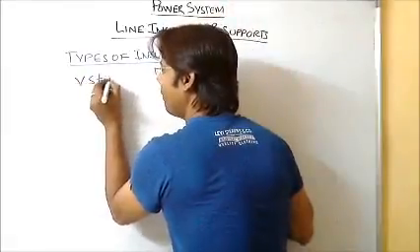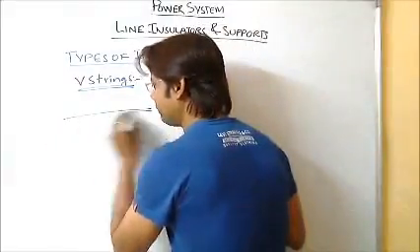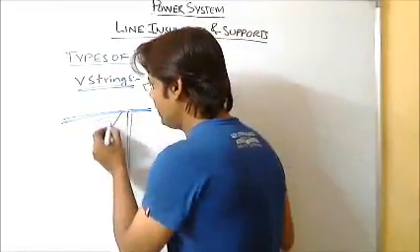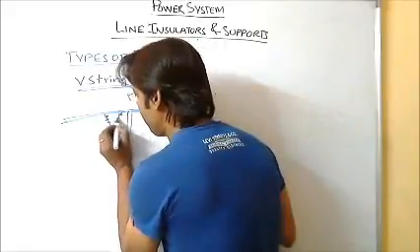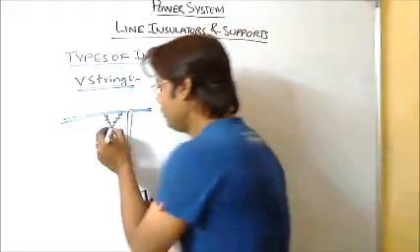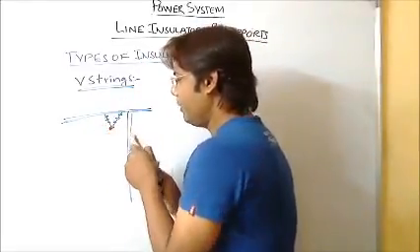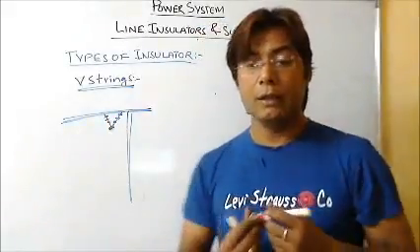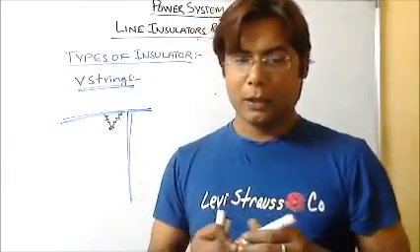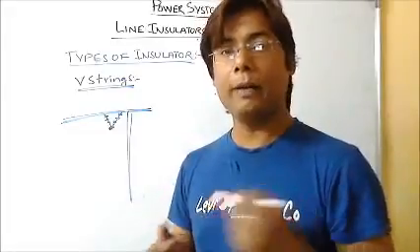What are V-strings? If this is my cross arm and this is my tower, V-strings are like this. These are actually the insulators only, and the conductor is moving from here. The conductor is going into the board like this, and these two strings are holding the conductor. The use of these V-strings is that the insulator swing is minimum because these are connected by two strings, so the insulator movement is minimum.